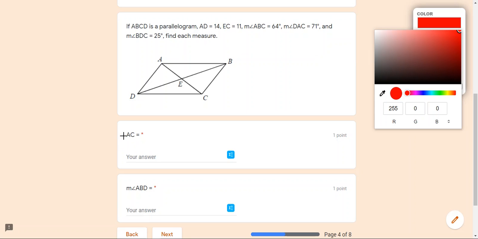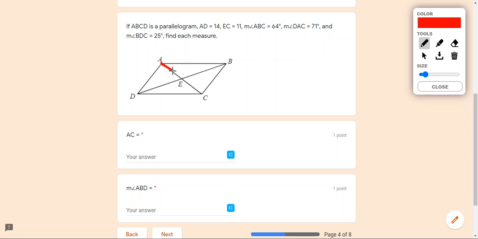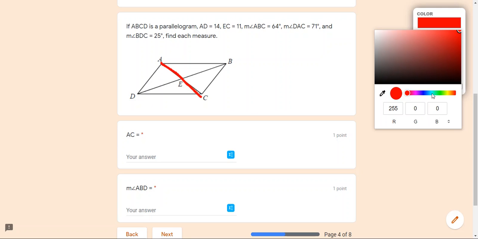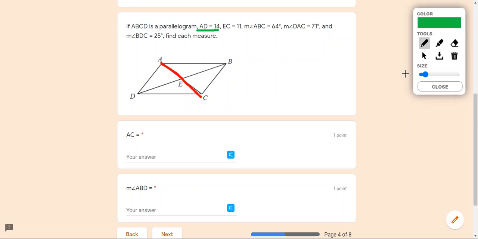So we're trying to solve the measure of AC first. So we're looking for the length of the entire diagonal, right? They've given us some information to work with. Some of it might be helpful, some of it might not. We're told that AD is 14. So we have a side length of 14. And then we know that EC is 11. Now EC is just 1/2 of our diagonal, and that's 11.